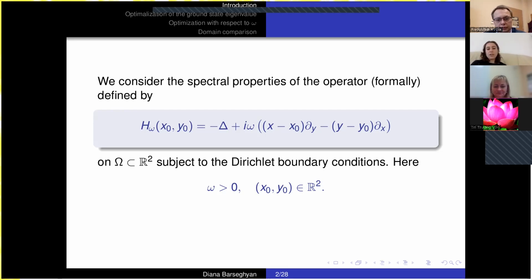Next, we have here x0 and y0. This is a fixed point, but it can be any point in R2. Then we have the imaginary unit i and the constant omega. The constant omega is supposed to be a positive constant. And we will look at this operator, and then we will speak about the spectral properties of this operator.